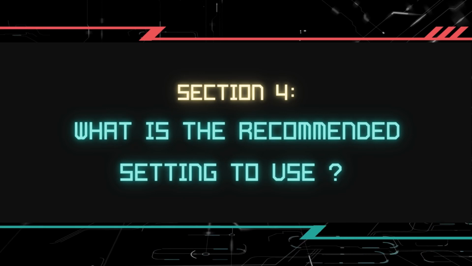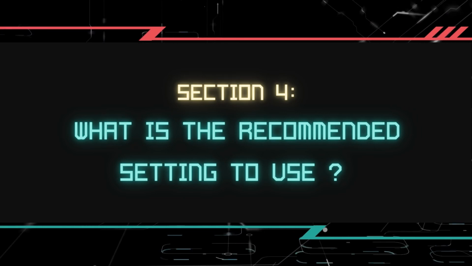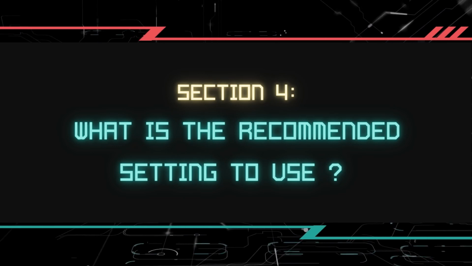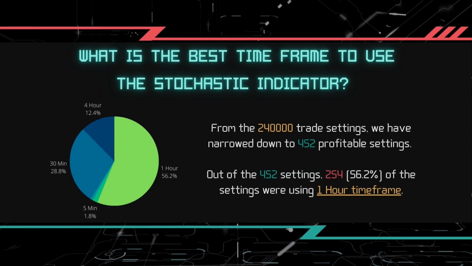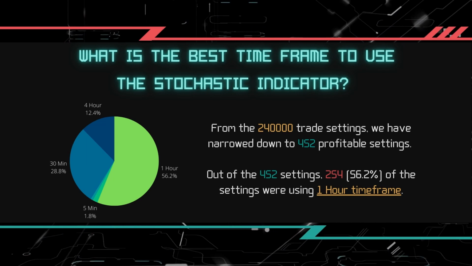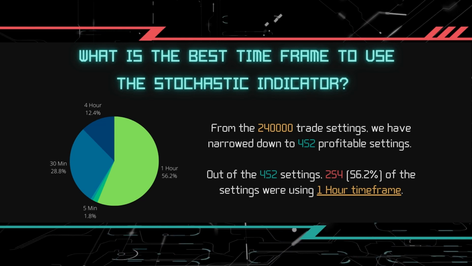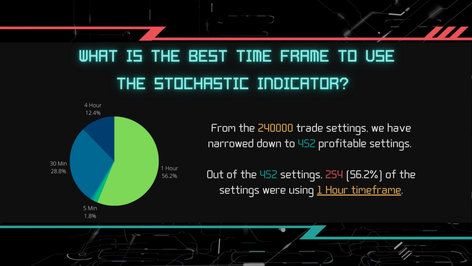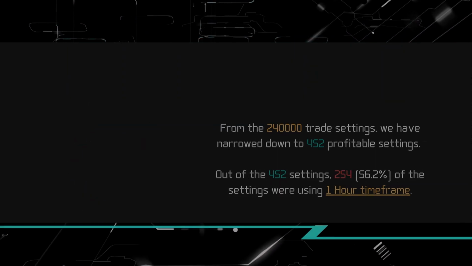In this section, we will be answering the burning question: what is the best setting for you? We have conducted simple data analysis and filtered the results to identify the best recommended settings. Out of the 24,000 trade results, we have managed to narrow it down to just 452 profitable trade settings. And from these 452 settings, the highest occurrence and most profitable trade setting was the 1-hour time frame. Needless to say, the 1-hour time frame is the best time frame to use the stochastic indicator.